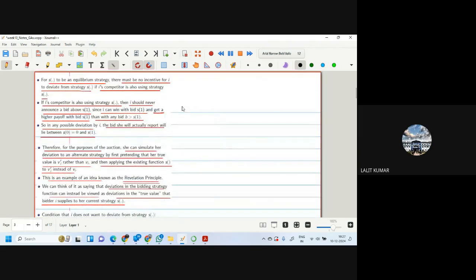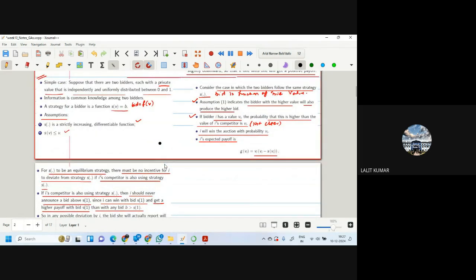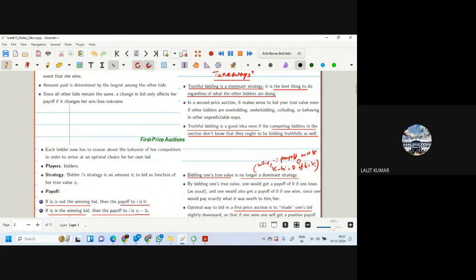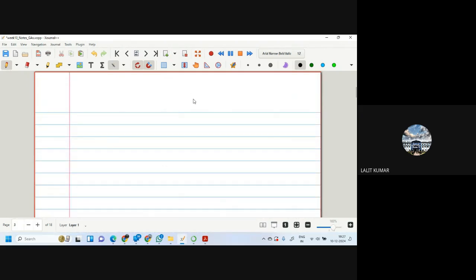So this is what we have learned till now: if it is a second price auction, bid your true value. If it is a first price auction, you bid (n minus 1) divided by n times v_i. If there are two players, then you will be bidding half of your true value. Now I will cover some other part, about what happens in the first price auction.